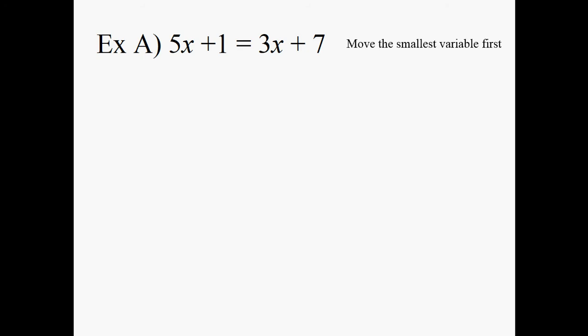So, in this instance, it's obviously the 3x. So, if I want to move the 3x from the right side to the left side, I need to use an inverse operation, and that is going to be a simple subtract 3x on both sides. If I subtract 3x on both sides, then I have a wonderful 2x plus 1 is equal to 7.